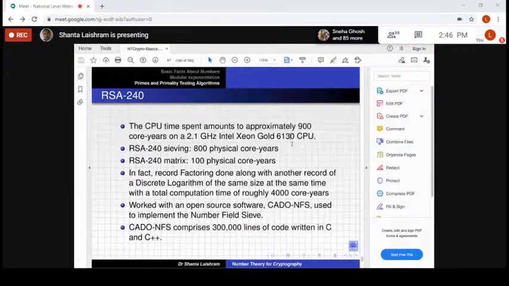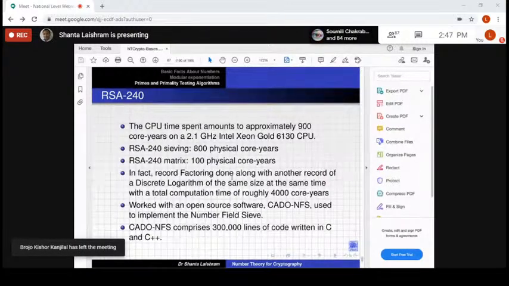So this record used the so-called Number Field Sieve, or CADO-NFS method, and this involved different steps. There's a sieving step. The sieving step took actually most of the time, 800 physical core years, and the matrix step took 100 physical core years. In fact, they did it together with another discrete logarithm record, and the total computation time was roughly 4,000 core years. I mean, basically, the discrete logarithm took a lot more time.